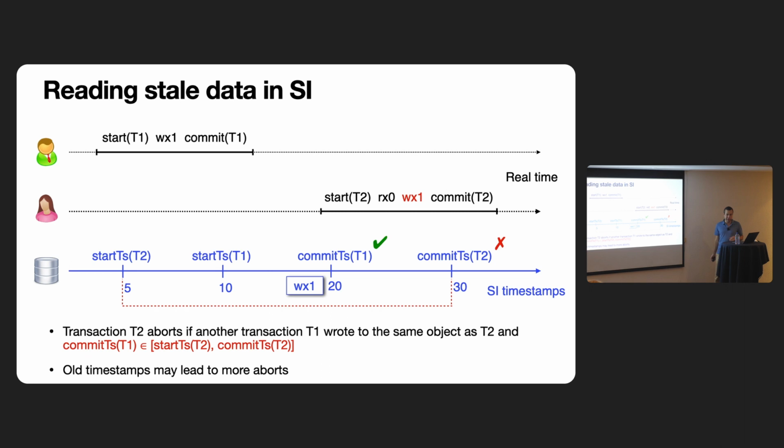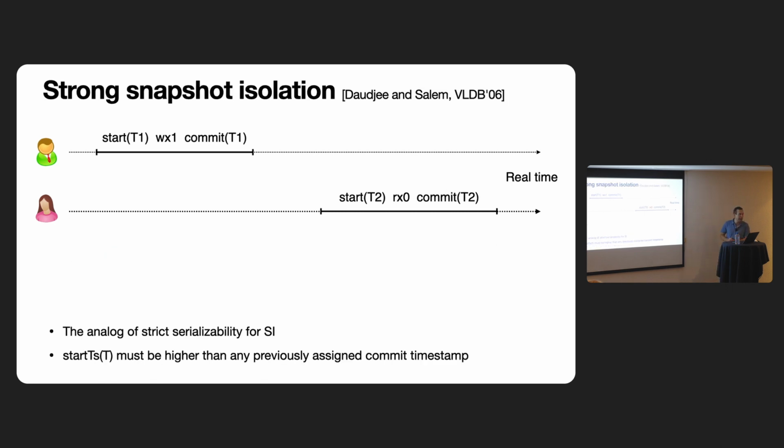Like in the case of serializability, where we had strict serializability, here there is something called strong snapshot isolation. The reason why it's strong and not strict is purely accidental, it was just a different paper. So it's the same story. We can strengthen snapshot isolation to disallow this kind of weird behavior, and that's very simple. All we do is add an additional constraint that the start timestamp must be higher than any previously assigned commit timestamp. So in our example here, there is a real-time order relation between these two transactions.